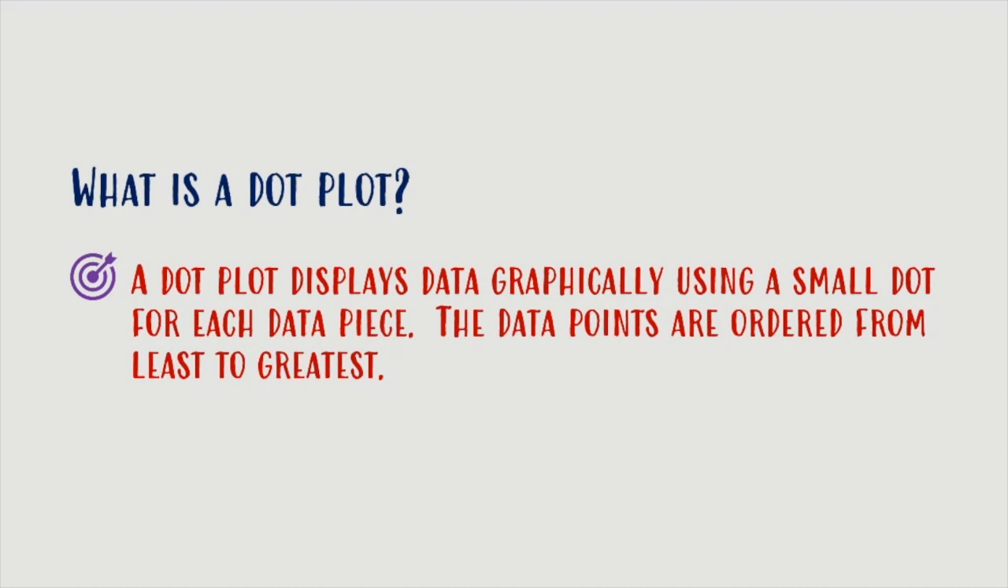When we make or view a dot plot, it's displaying our data graphically, and it's using a small dot for each of our data pieces. We organize our data points from least to greatest, and it's represented on something that looks like a number line.